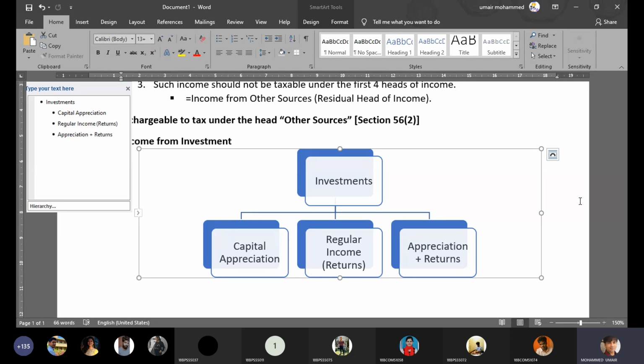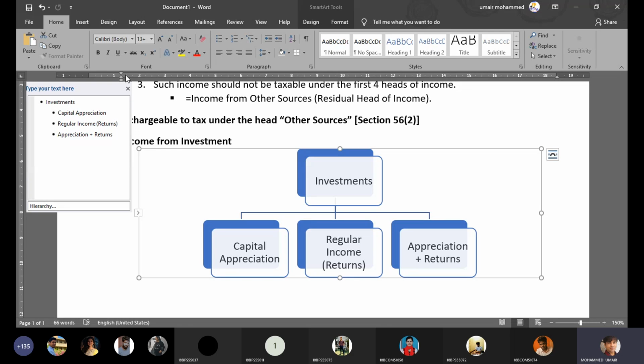So the rent you receive will become your regular income. And on top of that, the value of the house can also increase. So there is both capital appreciation and regular return. The reason why I have split this investment into three categories is to help you understand, because you don't find this classification in the Income Tax Act. There's nothing called income on investment and classification like this.